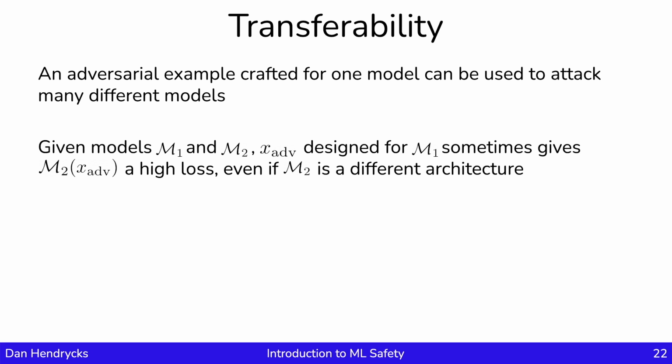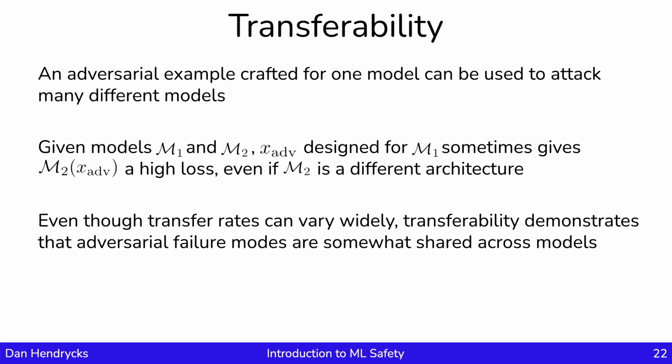More specifically, if we have two models, say M1 and M2, and if X sub adv is created for the first model M1, then it could create a high loss in the second model. It could cause the second model to make a mistake. And this is true even if M2 is a completely different architecture or trained differently. Often, adversarial examples can transfer to different models.